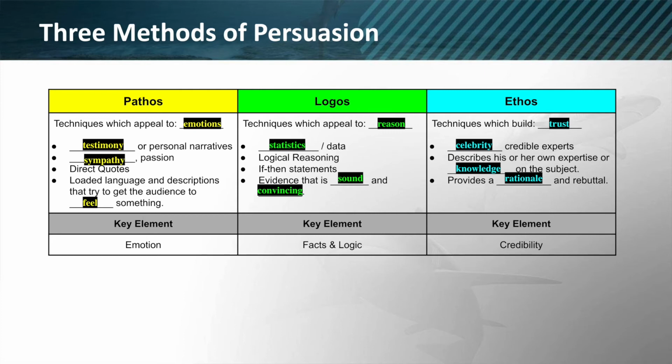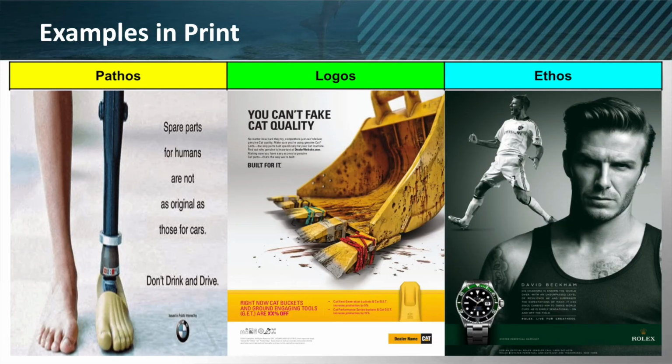So let's take a look at some examples. Here we have some examples in print. Now, when you take a look at the pathos example, you see somebody with a prosthetic leg, and the ad is made by BMW asking people not to drink and drive. So it's meant to make you think that BMW really cares about you, and that striking image of the prosthetic leg is meant to trigger an emotional response.